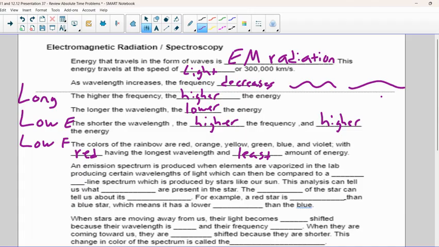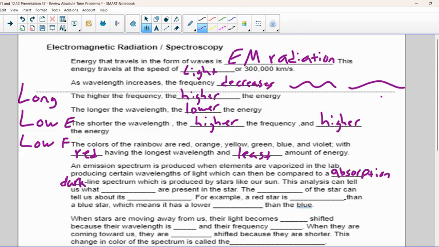amount of energy. An emission spectrum is produced when elements are vaporized in the lab, producing certain wavelengths of light, which can then be compared to a dark line or absorption spectrum. So I'm going to write absorption here. And that is called a dark line spectrum. They're used interchangeably. Dark line meaning it has those dark lines in a continuous spectrum. It's because the wavelengths are being absorbed.